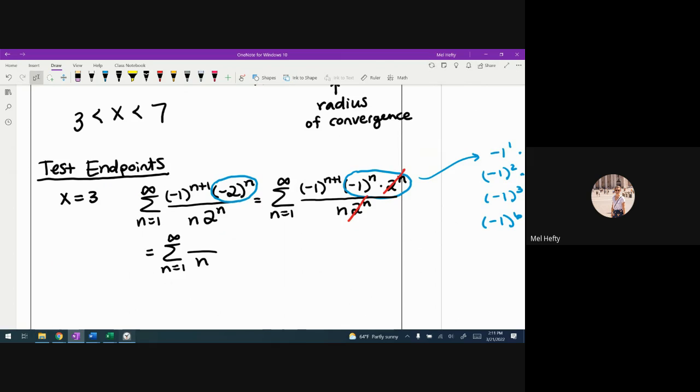Harmonic or alternating harmonic. So I need to figure out with these negative 1 to the n terms, is this alternating or is this not? Now, what would this power be if I had negative 1 to the n plus 1 times negative 1 to the n? How do I get those powers together if they're the same base? I'm going to add them. So I have n plus 1 plus n. So I think that's 2n plus 1.